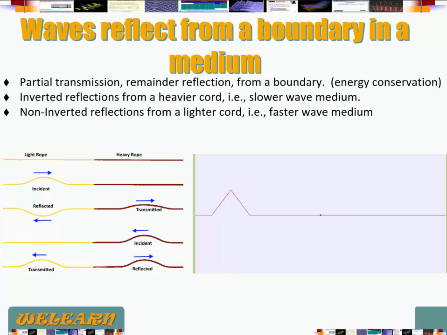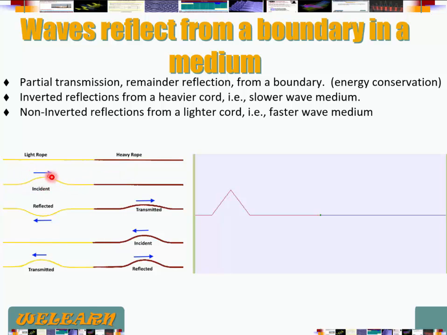Sometimes a wave is going to travel from one medium to another. Like in this case here, the wave is going to start in what we call a light rope, and is going to move to a second medium where we have a heavy rope. Now, light rope means the mass per unit length, or mu, is smaller than mu for the heavy rope. Okay, let's start, for example, with a pulse.